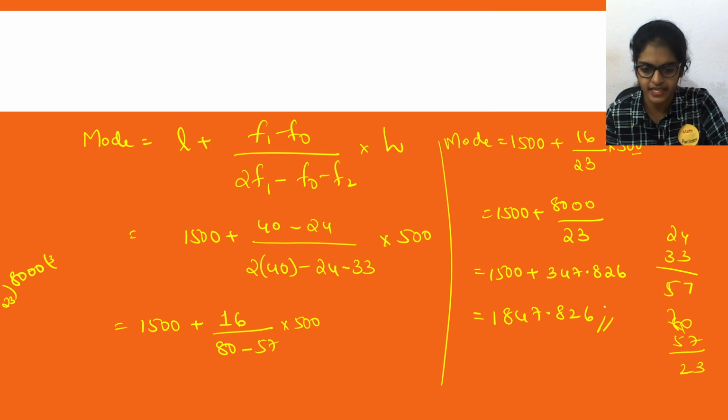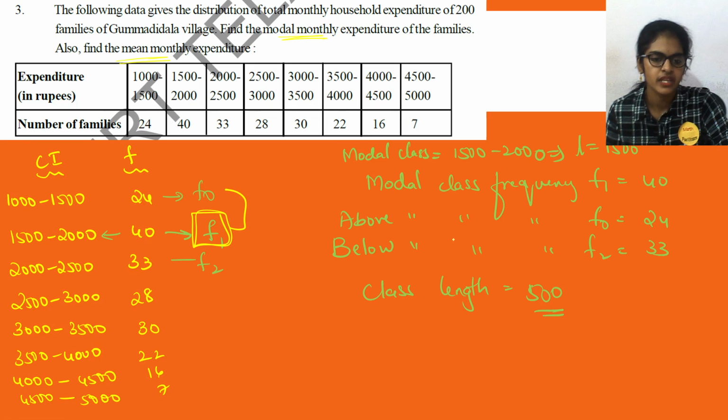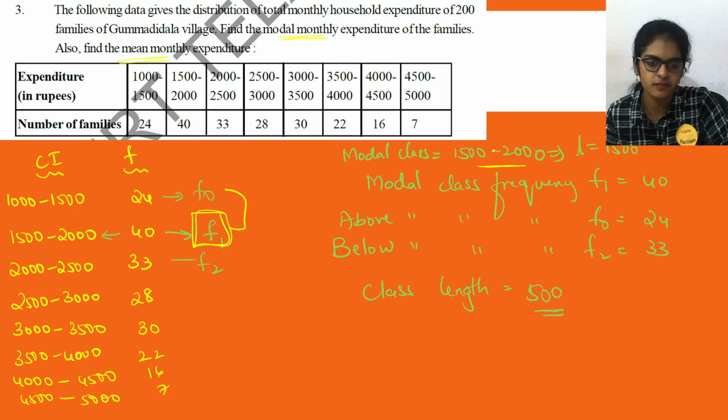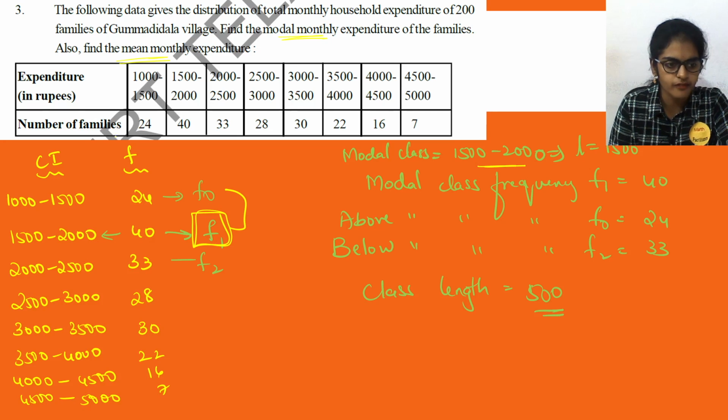Okay, so these many rupees. Here, one more important thing, let us write the rupees symbol. The modal class is 1500 to 2000 and you got 1800, which is in between this, hence your answer is correct. But now you also have to find the mean monthly expenditure.